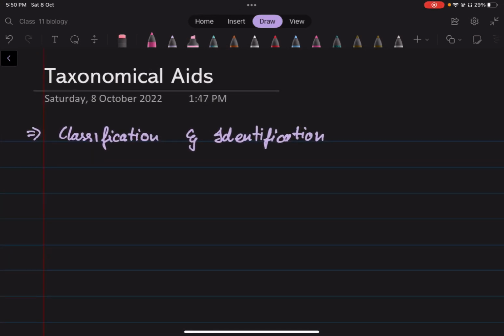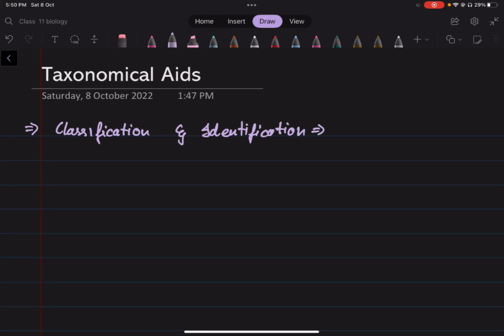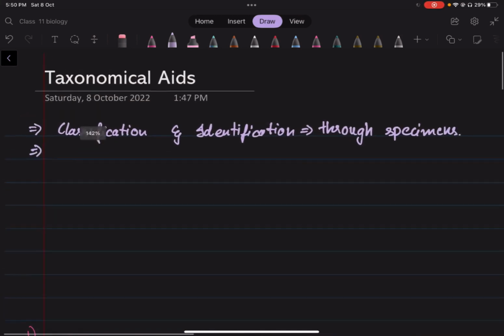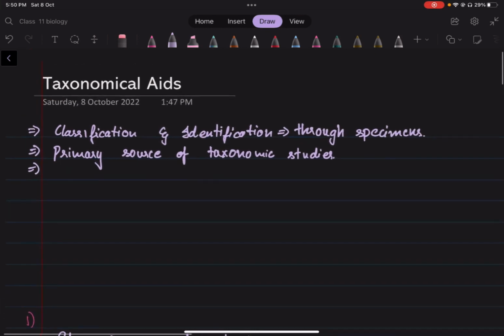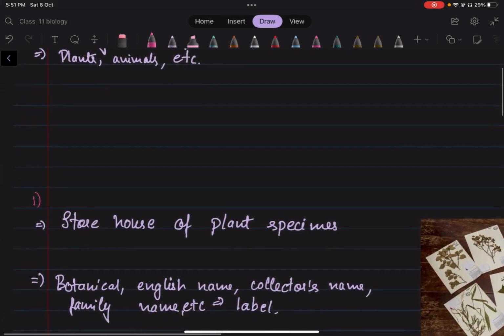So what are taxonomical aids? Taxonomical aids are nothing but those methods which help us in classification and identification of organisms through specimens, right? These specimens are of great importance to taxonomy because these aids, through which we get the specimens, act as the primary source for our taxonomic studies and research, right? These primary sources can be plants, animals, and various other organisms, right? So let us dive into the various taxonomical aids that we use to understand taxonomy.